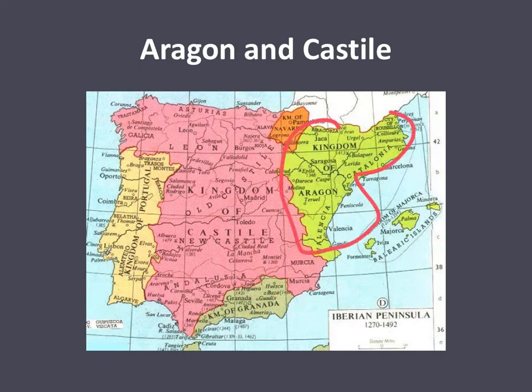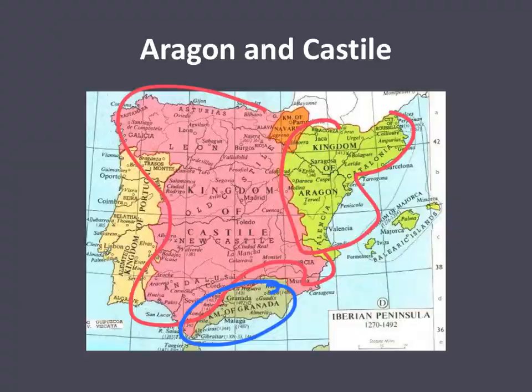So here's a picture. Aragon is over here, and then Castile is the larger region, and then the part that they conquer is Granada down there, and then Portugal is there to the left.